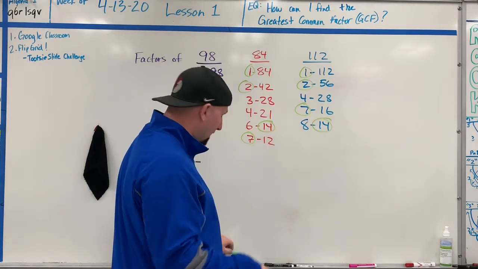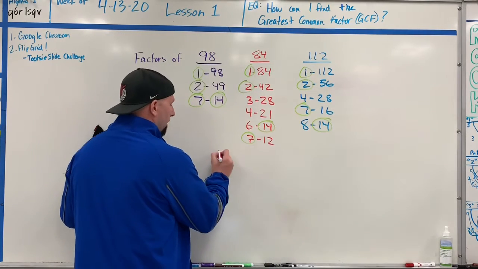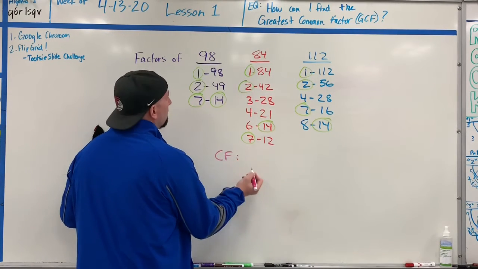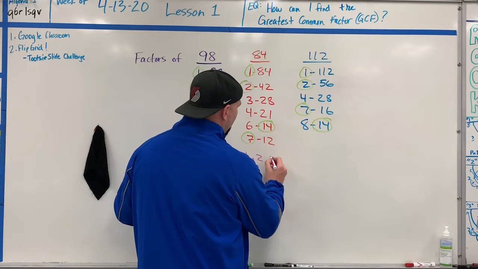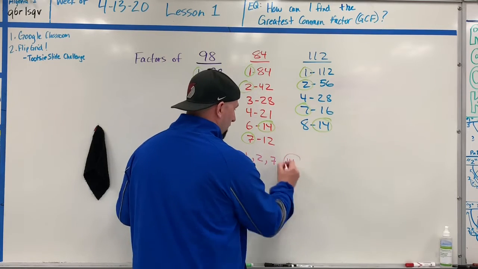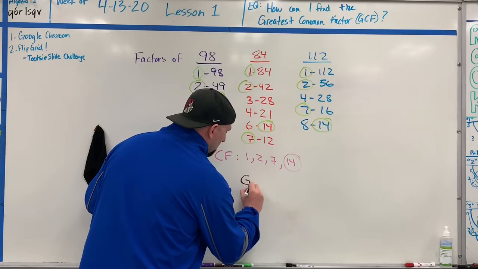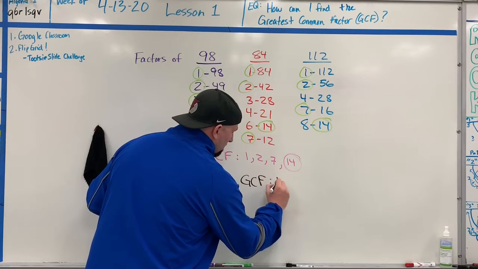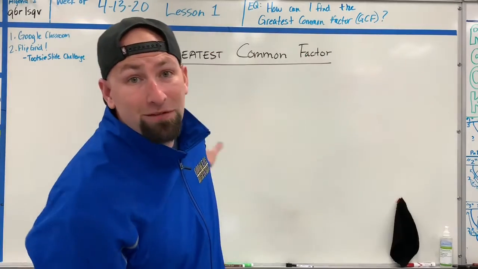So if I list out all of our common factors, here are our common factors. We've got 1, 2, 7, and 14. So our greatest one is 14. So our greatest common factor would be 14.